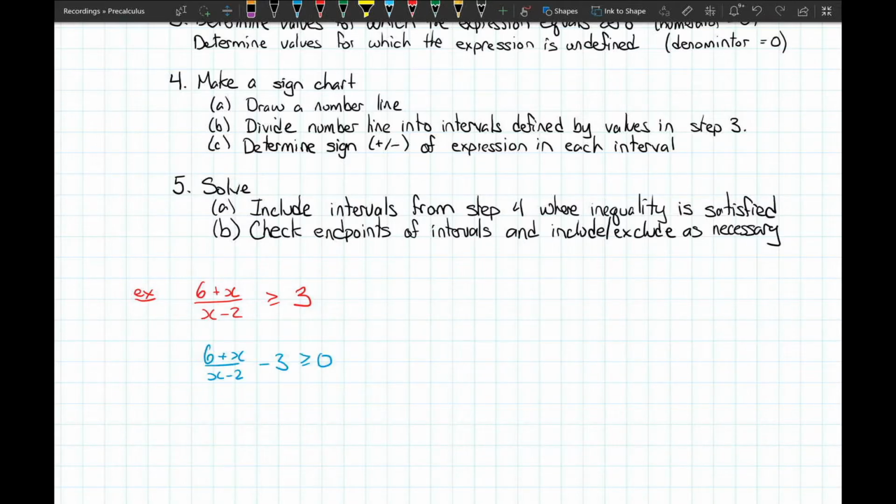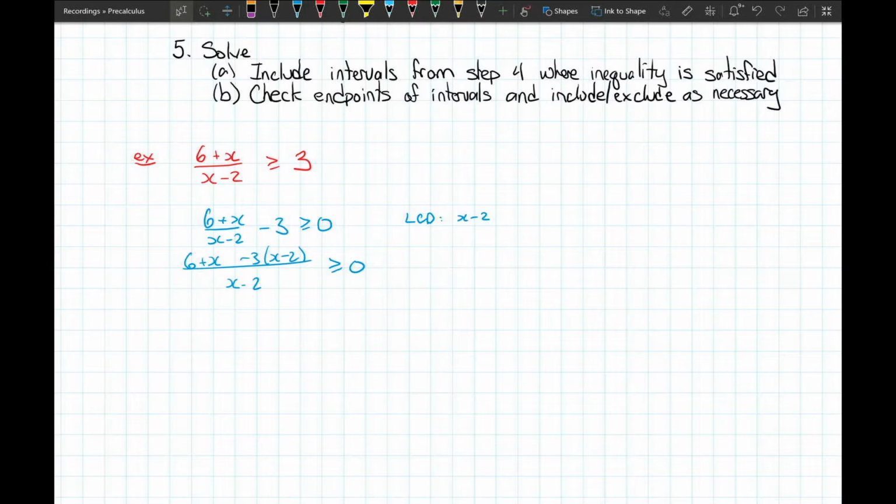Now, continuing on, before we do much else with factoring, let's try to make sure we get this all under a common denominator. In this case, the lowest common denominator would be x minus 2. So I'm going to take this minus 3 and multiply top and bottom by x minus 2 so that I can combine the fractions. Now, just being a little bit careful about some of the signs here, 6 plus x minus 3x. And don't forget with the brackets here, this is going to be plus 6 and all over a common denominator.